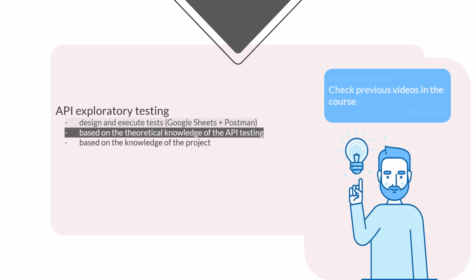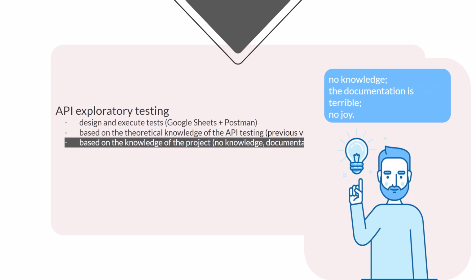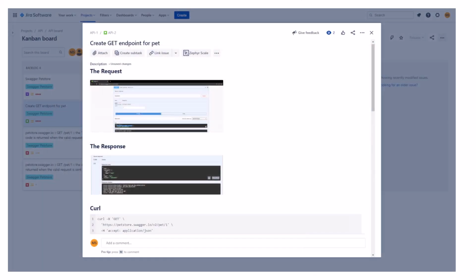The second item of exploratory testing is based on the theoretical knowledge of API testing. And we had a lot of long videos with schemas that explained the basics of API testing theory. And the last one, based on the knowledge of the project. As we said, we are new to the project. We don't have any knowledge about it. And the documentation is terrible. These conditions are pretty bad. But we are the experts. So let's try to test now.